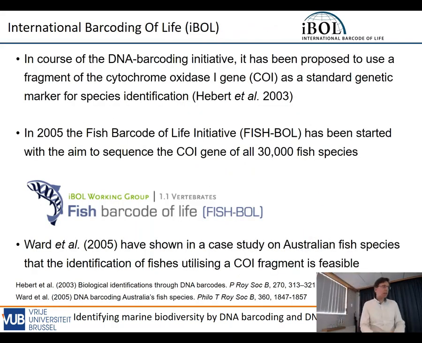So this was initiated in 2003 in a publication by Hebert et al., who showed that CO1 could be used as a standard marker. And then in 2005, an initiative started to barcode all fish species, which are about 30,000, in the Fish Barcode of Life initiative. The first publication showing that this works for fish was done by Ward et al., working on Australian fish species, showing that CO1, a short fragment of only 650 base pairs and sometimes even shorter, is feasible to identify different fish species.